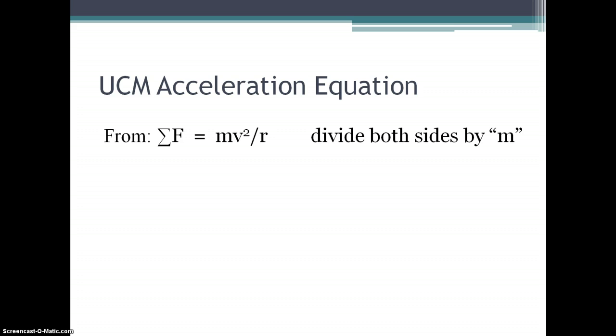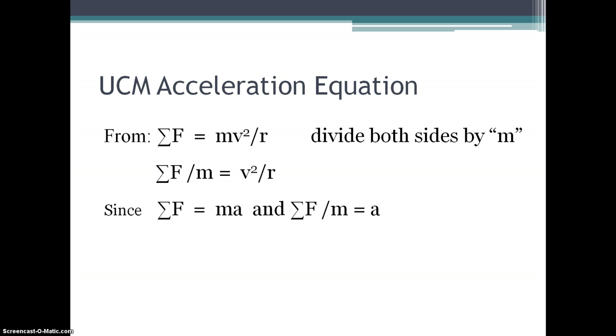So we're going to divide both sides by m. If we do the same things to both sides, we can keep doing whatever we want with an equation, right? So here we have F over m equals v squared over r. If you remember from last semester, we studied Newton's second law, which is the F equals ma equation. If I rearrange that for acceleration, that gives me net force over m, which is the same thing that I have on my equation above. So I can say net force over m equals a, therefore acceleration equals v squared over r.